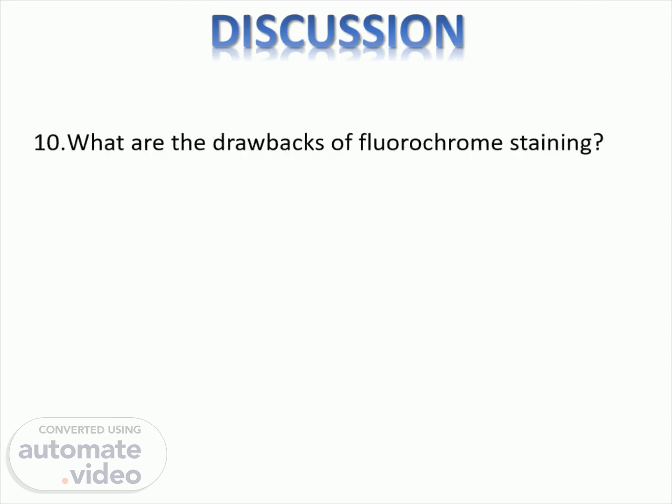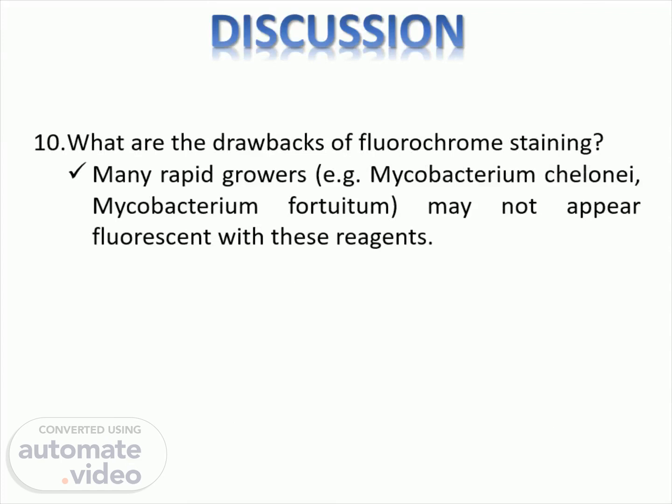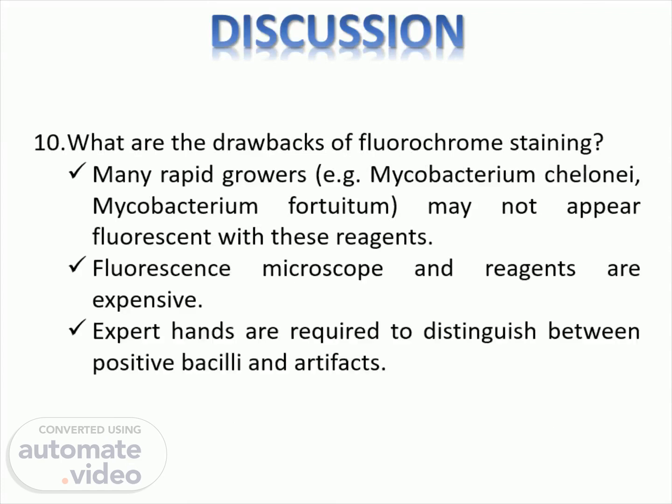What are the drawbacks of fluorochrome staining? Many rapid growers, for example Mycobacterium chelonae and Mycobacterium fortuitum, may not appear fluorescent with these reagents.